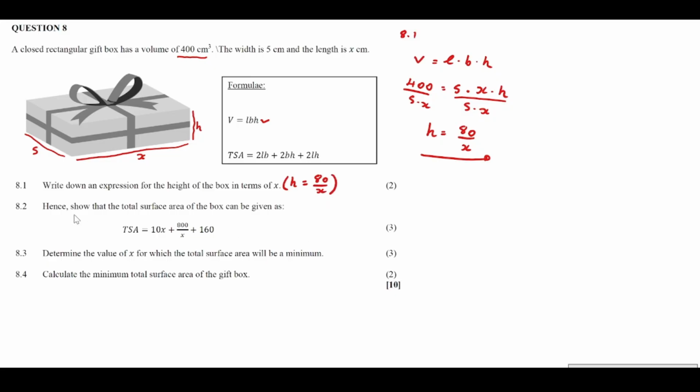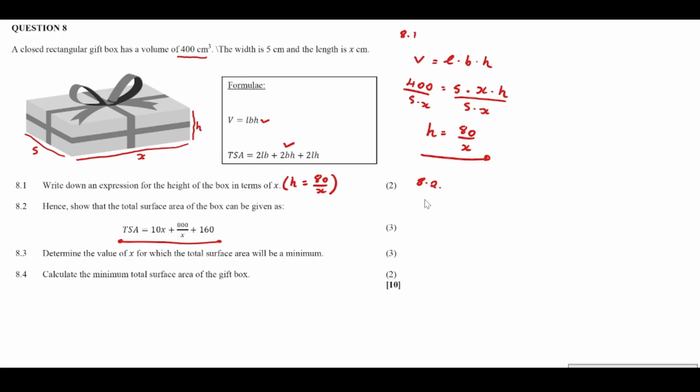Nice. And then, hence or otherwise, show that the total surface area of the box can be expressed by TSA, which stands for total surface area, is equal to 10x plus 800 divided by x plus 160. So this is what we have. So 8.2, the formula for the total surface area is this one here. Let's see what we can do.